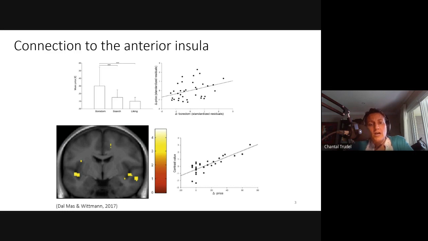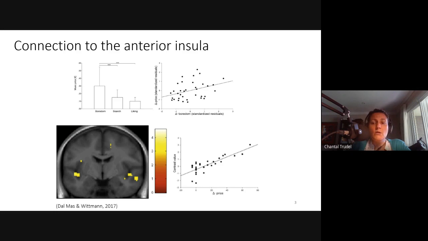On the top left, you see the amount of money that people were willing to pay. It was significantly higher in the boredom condition than in the other condition. On the top right, you see the change in price as a function of boredom. The more bored you were, the more money you were willing to pay for your music download. At the bottom left, you see the coronal view of the activation in the insula, and in the panel next to it, the correlation between the individual contrast values and the difference in price. What that means is, again, the more activity there was in the insular cortex, the more eager people were to escape the boring situation. In this case, through the purchase of entertainment.